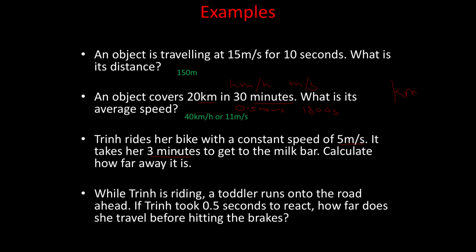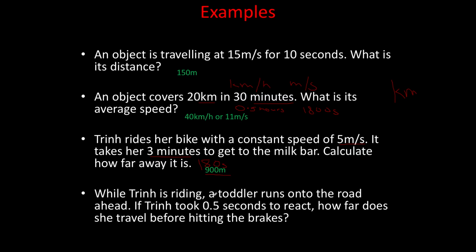From here, I would recommend converting this 3 minutes into seconds, keeping in mind that there's 60 seconds in 1 minute. So 3 minutes would be 180 seconds. And using the formula from before, using seconds and this 5 meters per second, you should end up with an answer of 900 meters traveled. And because we're just asking for a distance, how far away it is, we don't need to give a direction. We're not asking for the displacement.